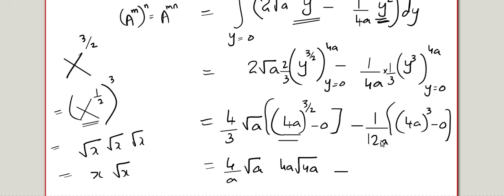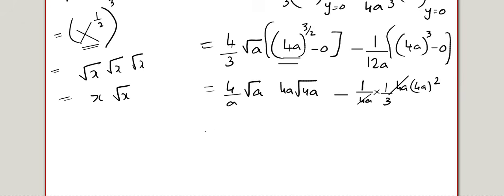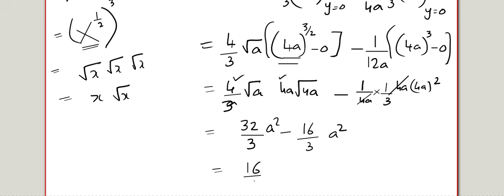minus, here what happens is there will be cancellation. I think I should write it like 1 by 4a into 1 by 3 itself, so that I can see that 4a gets cancelled. And this is going to give me 4 into 4 is 16, 16 into 2 is 32, 32 by 3. And a, that will be a square, minus 16 by 3 a square, which gives me 16 by 3 a square.